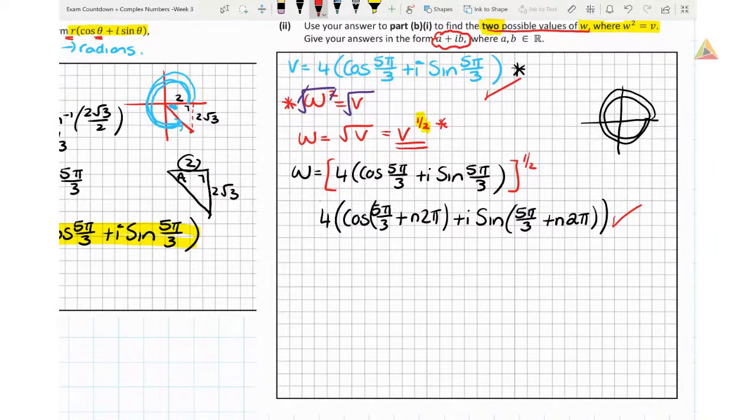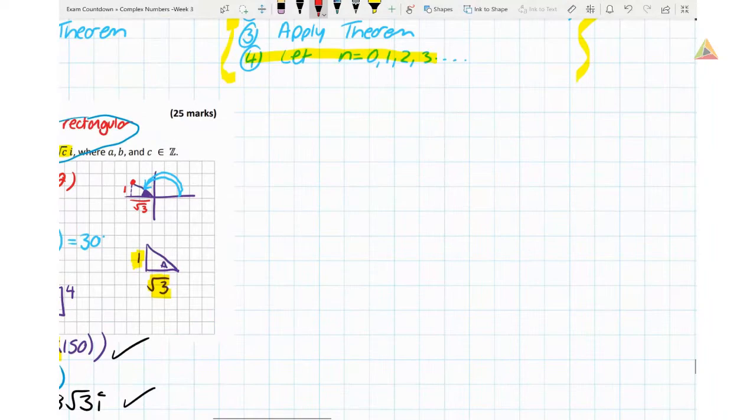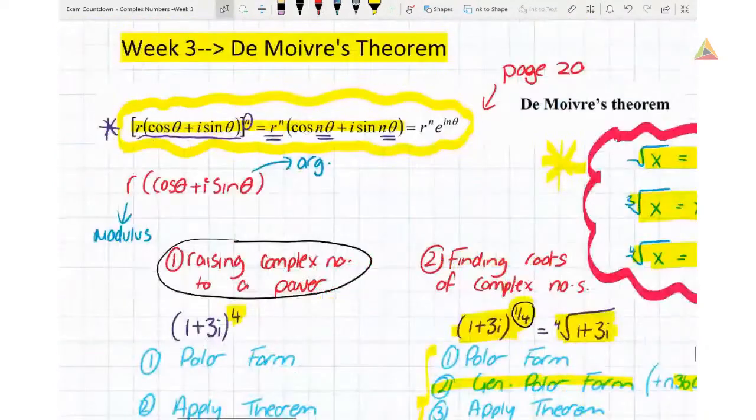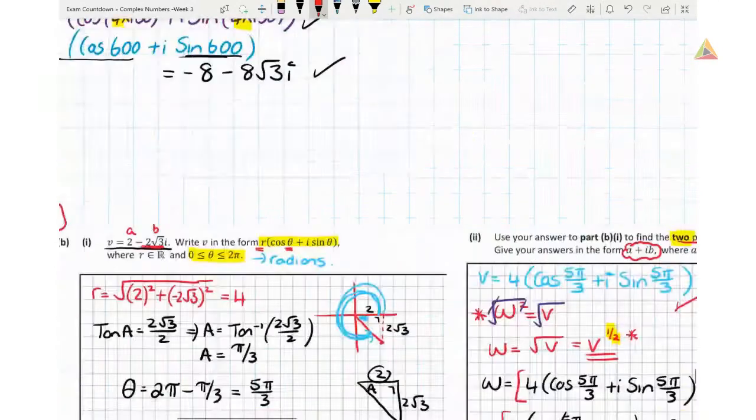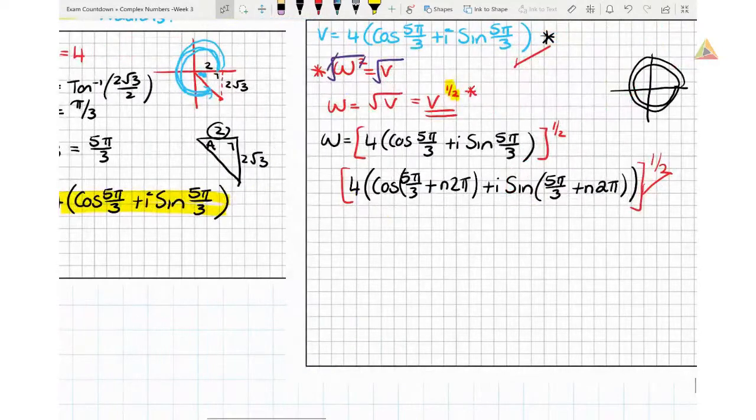Okay, so I'm going to raise all of this to the power of a half. So let's just remind ourselves, if we're applying de Moivre's theorem, if we're raising a complex number to a power, we raise the modulus to the power, and we multiply the angle by the power. Okay, so let's do that here. We're going to raise our modulus to the power of a half. So that's going to be 4. And I'm just going to do my application of de Moivre's theorem in red to make it stand out. I'm raising that to the power of a half.